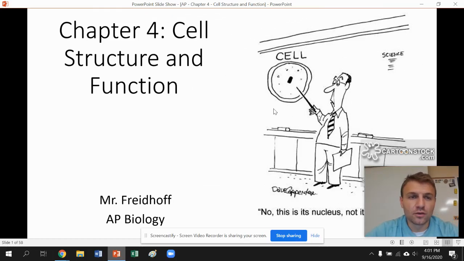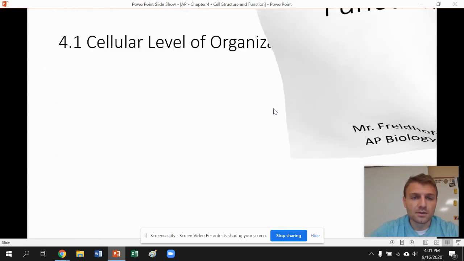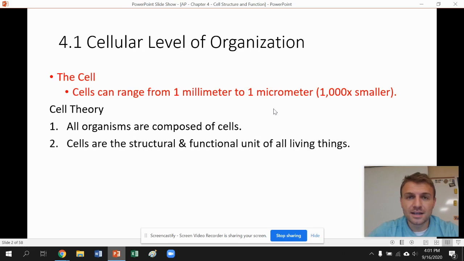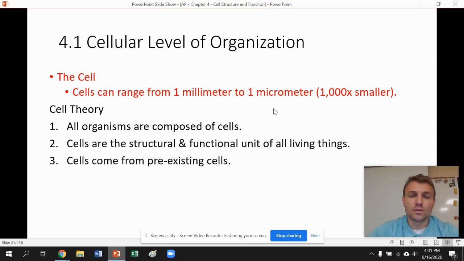This is chapter 4, cell structure and function. I'm just going to be going over the first section in this chapter, which is a very short section, but we are starting cells today. So, cells. Cells come in a lot of shapes and sizes. See here where it says 1 millimeter to 1 micrometer. There's a lot of variability with how small a cell can get and how large a cell can get. When we look at bacteria cells, they're much smaller than eukaryotic cells. And there's even a lot of variance and variability with how big eukaryotic cells can be as well.